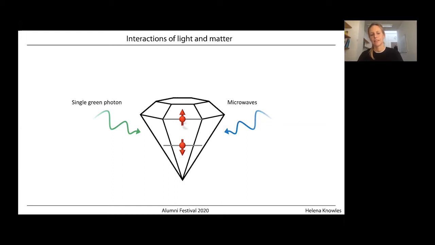So we have a laser that emits green photons, single light particles in the visible green wavelength, and then we have microwaves as well, which are resonant with the energy difference between these two spin states. So what happens if we now shine this green laser onto the spin, onto this defect?